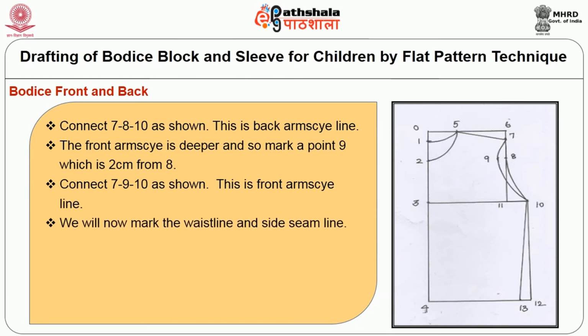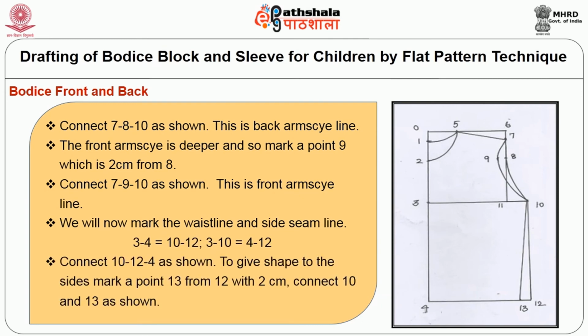We will now mark the waistline and the side seam line. 3 to 4 is equal to 10 to 12 and 3 to 10 is same as 4 to 12. Connect 10, 12 and 4 as shown. To give shape to the sides, mark a point 13 from 12 with 2 centimeters. Connect 10 and 13 as shown.